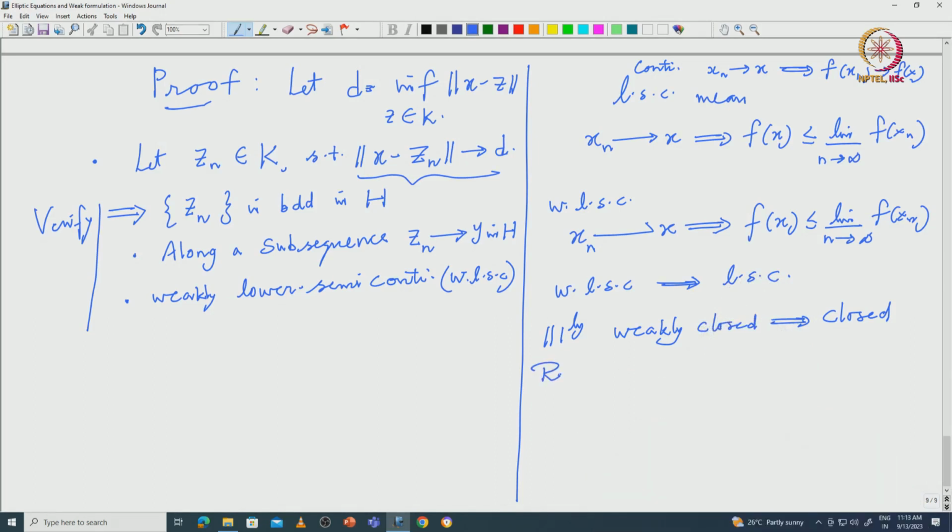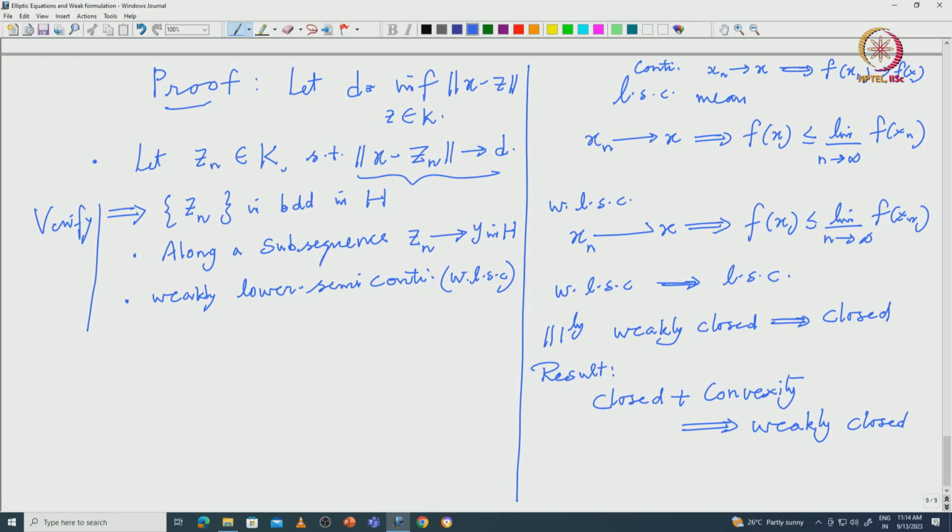A fact, this is a part of the weak topology: closed plus convexity implies weakly closed. Convexity is an algebraic concept, it has nothing to do with the topology. Closedness is a topological concept. So, this implies weakly closed.